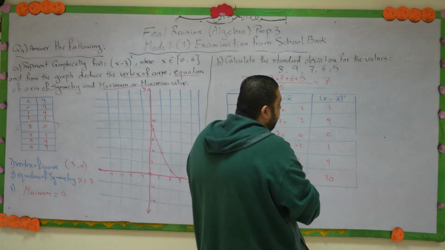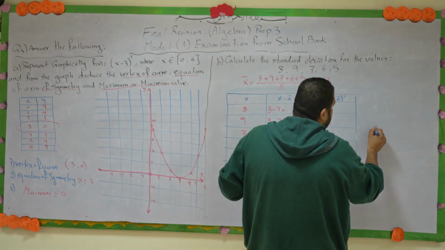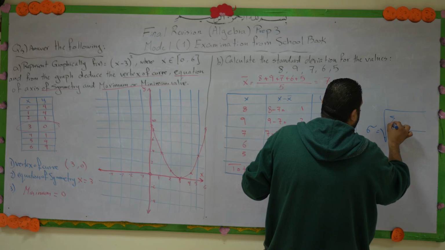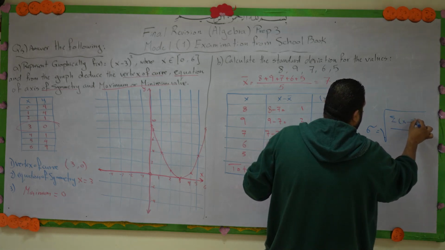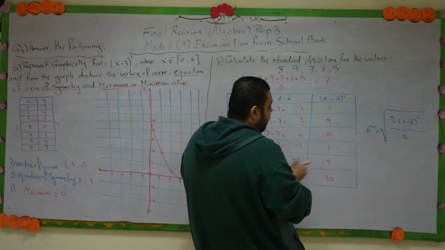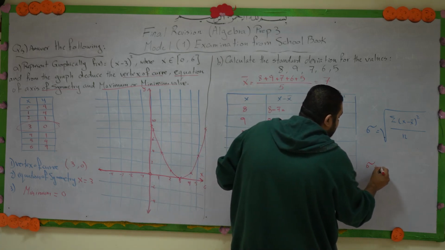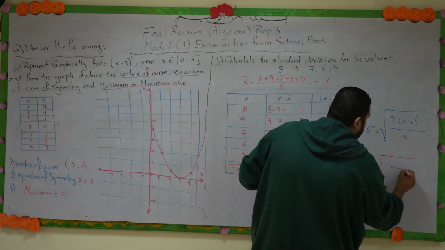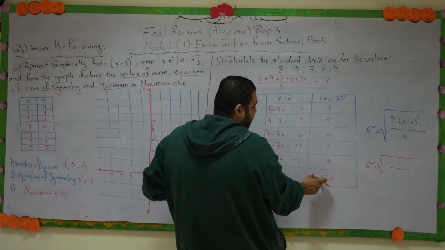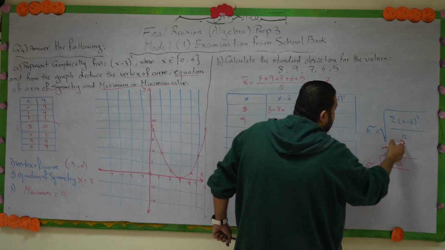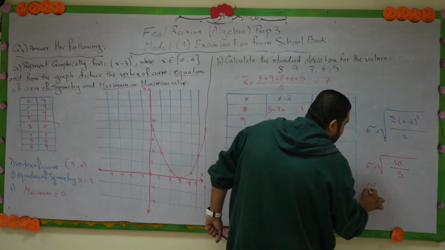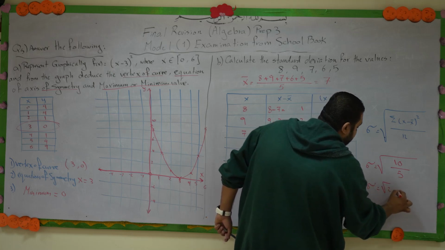We know the rule of standard deviation: it's the square root of the total of (x minus x bar)^2 over n, the number of values. Which means that standard deviation equals the square root of the total of (x minus x bar)^2, which I found and the result is 10, over the number of values, which is 5. So the answer of standard deviation will be root 2, or 1.41.